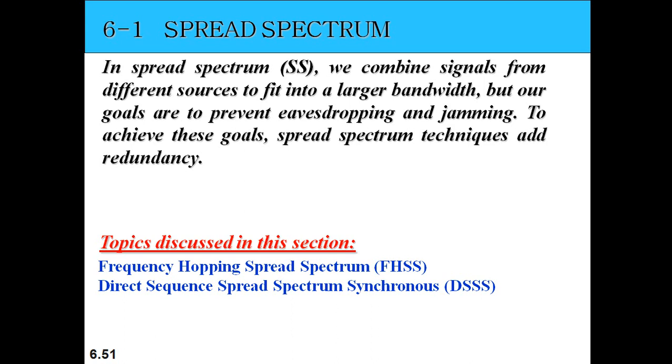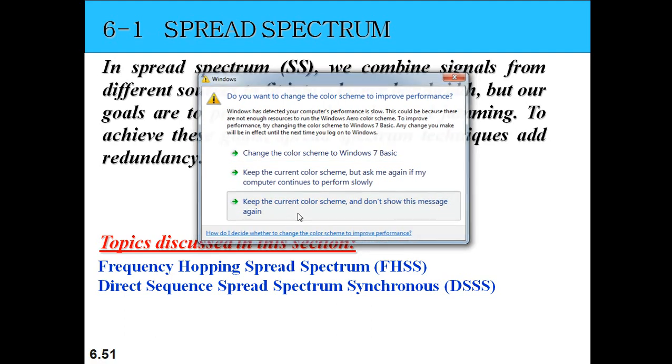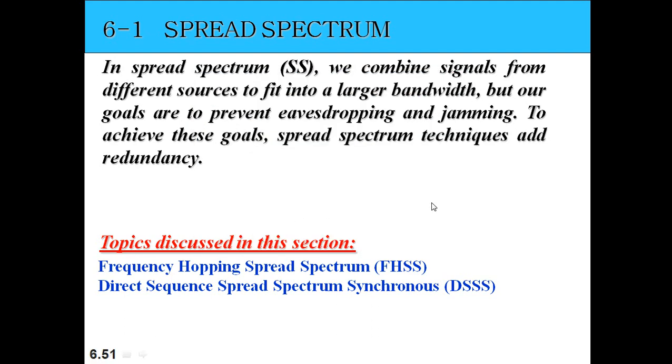In the previous session, we discussed multiplexing, and that multiplexing technique is mainly used to achieve bandwidth efficiency. Here we are going to discuss another technique called spread spectrum. In spread spectrum, we combine signals from different sources to fit into a larger bandwidth. But our goal is somewhat different.